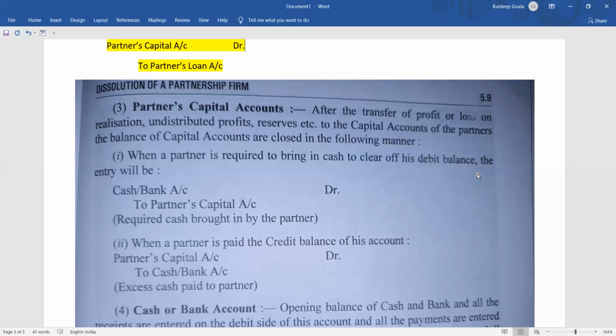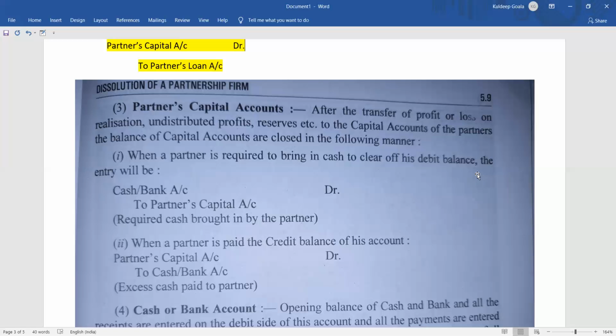So suppose the credit side is 15,000 and debit side 10,000. So 15,000 obviously is more. That means if the credit is more, the partner is having some amount of money in the firm. So what will happen? 15,000 minus 10,000, 5,000 rupees will be given to the partner.